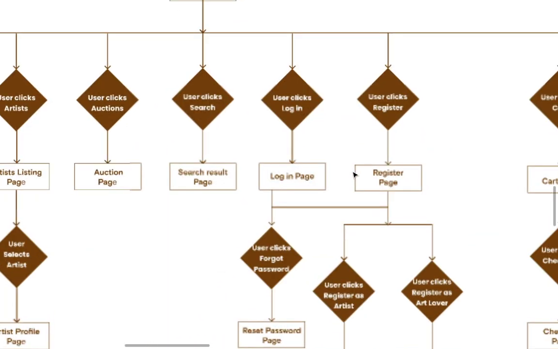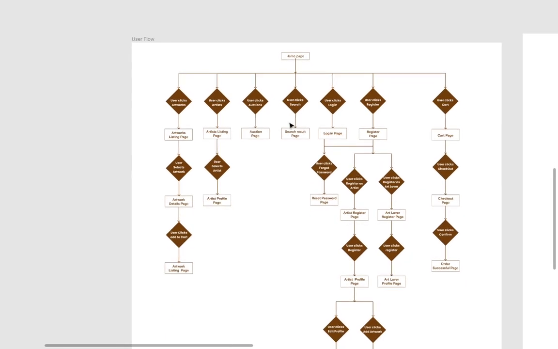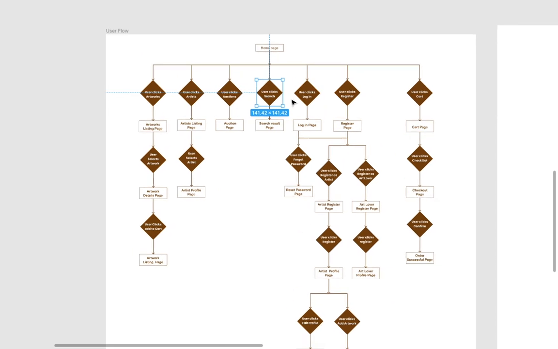Right, this was also done by someone. Okay, so homepage, from homepage, user clicks artwork, user clicks artist, user clicks options, search. So it's also another way you can draw out a user flow.